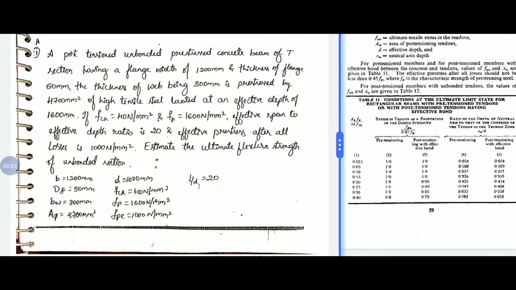Hello everyone. Today we will solve a few more problems related to flexural strength of PSC members. Today's first problem will start.